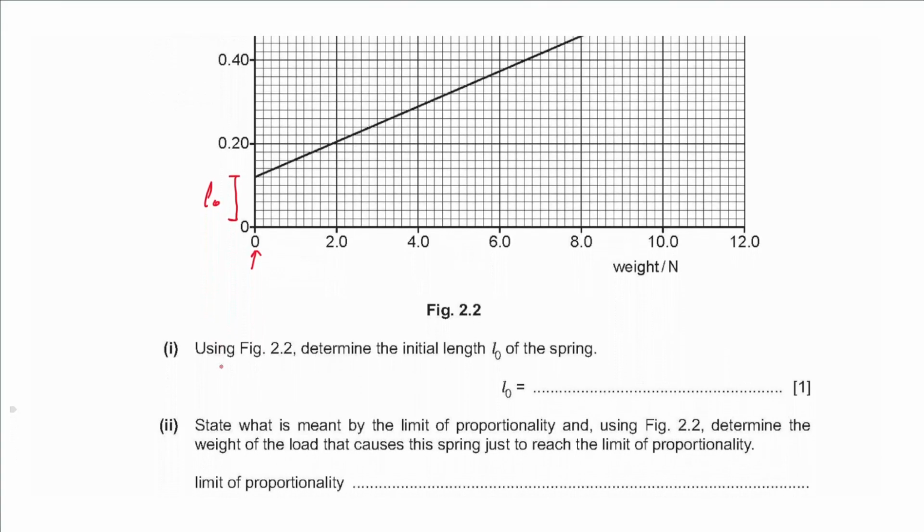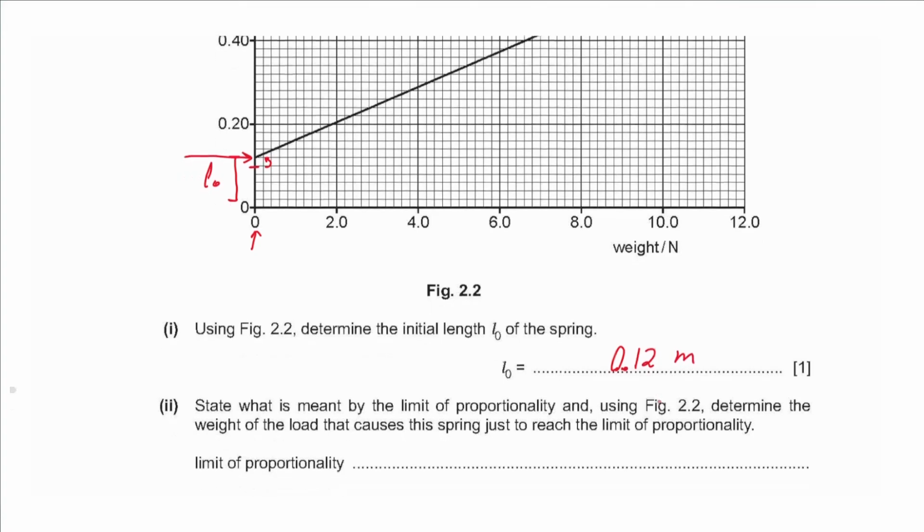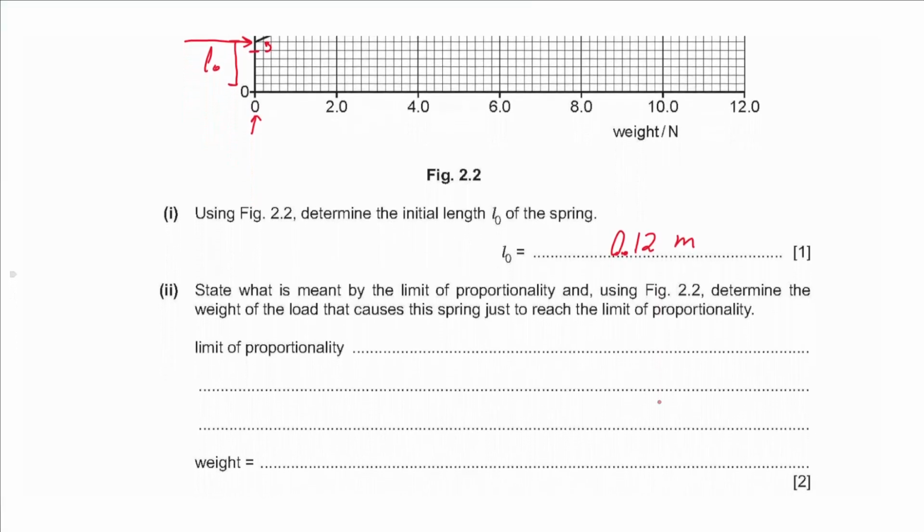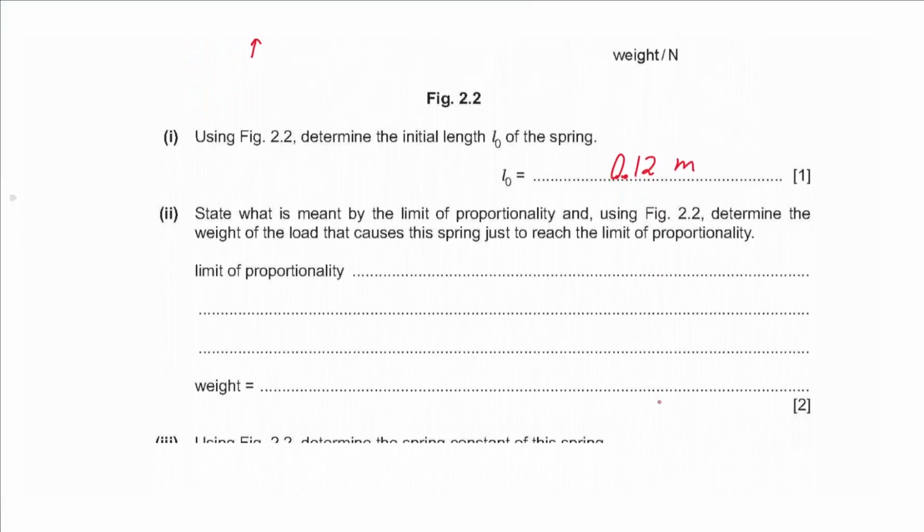Now part i says using figure 2.2 determine the initial length of the spring. So at this point we have 0.1 and we add 0.02 for each square. So it is 0.12 meters. Part ii says state what is meant by the limit of proportionality and using figure 2.2 determine the weight of the load that causes this spring just to reach the limit of proportionality.